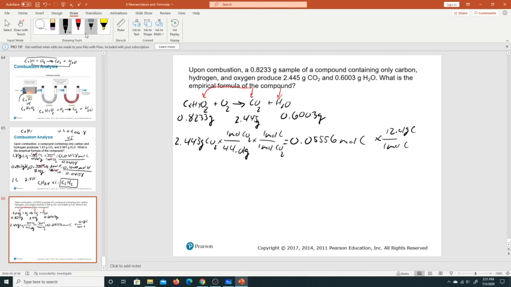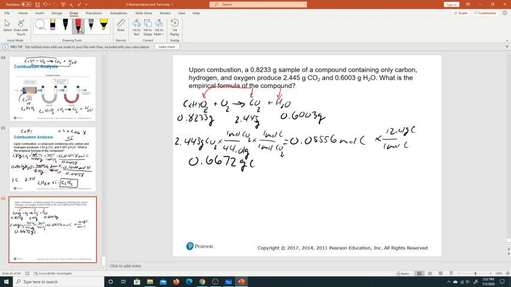Alright, so I have the moles of C. Let's find the grams of C. I didn't clear my calculator. It still says 0.05555 repeating. Multiply that by 12.01. That gives me 0.6672 grams of C.